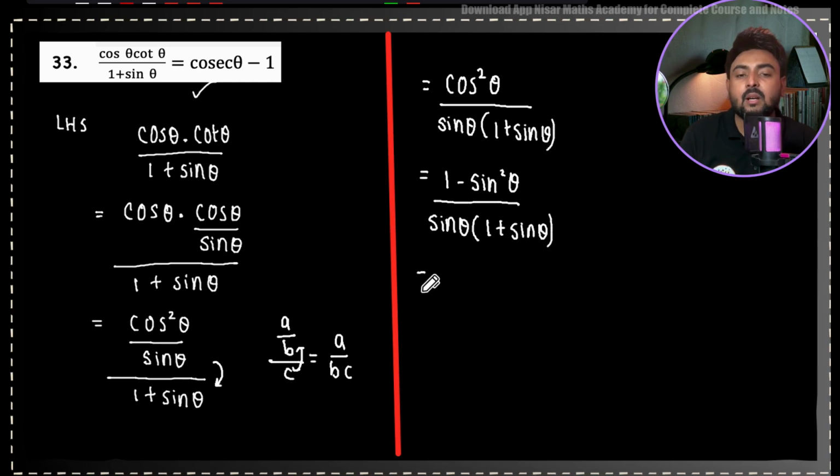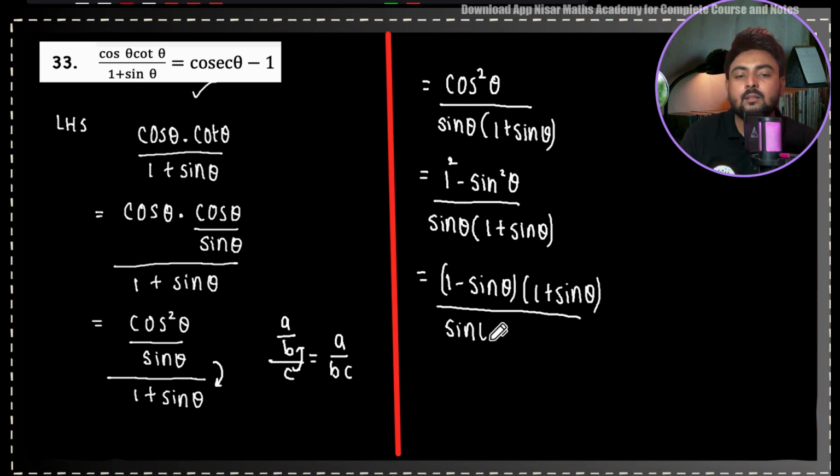Now again it is a square minus b square. 1 square is 1 only. So it is 1 minus sin theta upon 1 plus sin theta. Then we have in the denominator sin theta, 1 plus sin theta. Sin theta will get cancelled. Now the final answer, yes, I got the final answer: 1 minus sin theta upon sin theta.